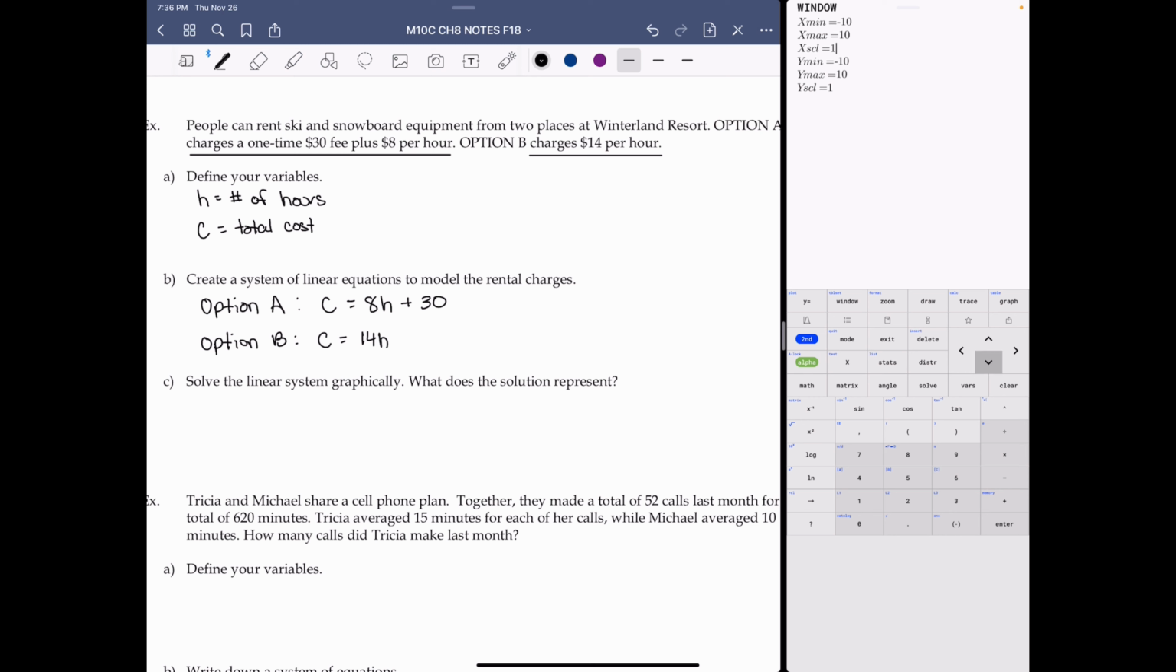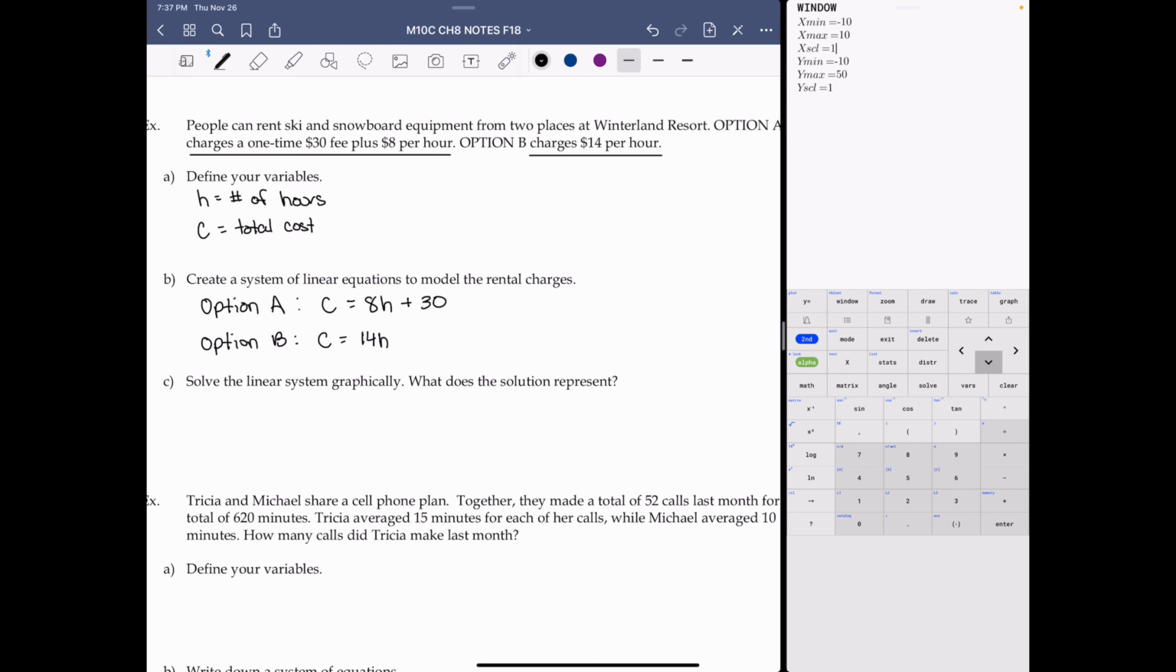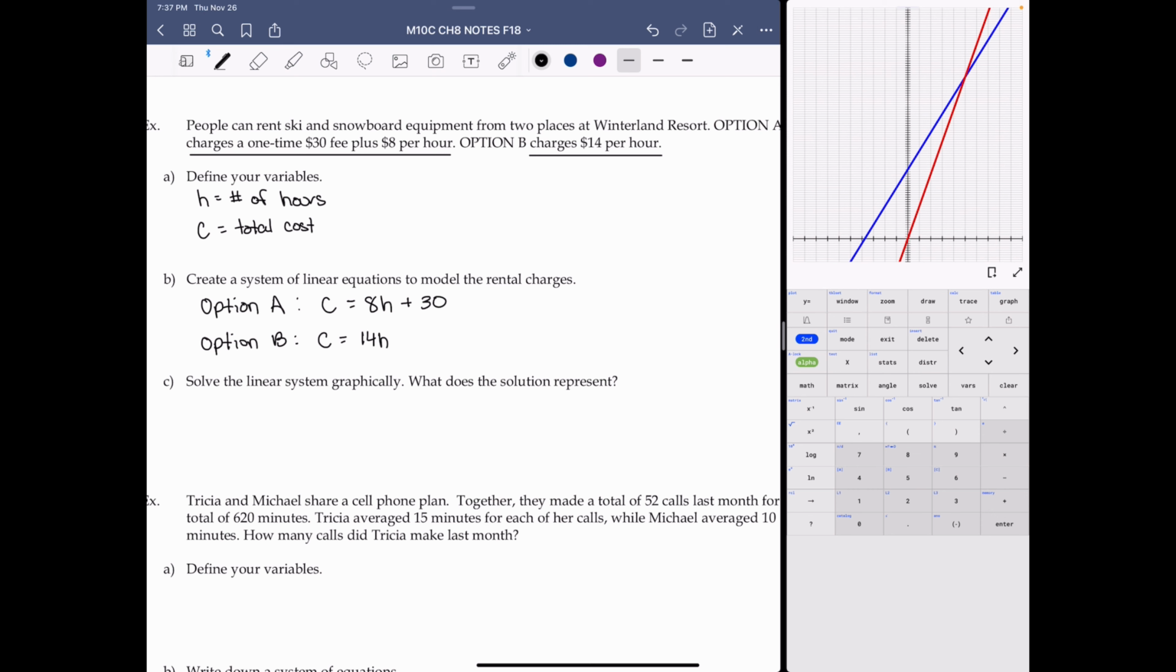So I'm just guessing I could try like 50 and see if I can see it there. So enter and then graph. I still don't see it, but I'm getting really close. They're getting quite close together. So I go back to window. I want to go higher, so that's my Y max. Clear that, and I would just try 100. Graph, and there we go. You can see the intersection point.